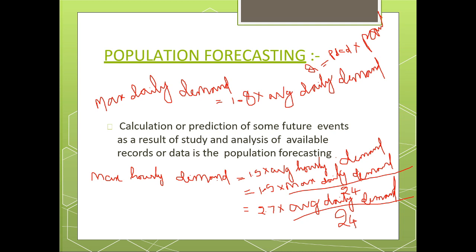Okay, so population forecasting is the calculation or prediction of some future events as a result of a study and analysis of available records or data. Here we are predicting the future population, the future things and future events. Whatever data we have available from our past, we should take, and based on those data we will forecast the future population and future events. That is nothing but population forecasting.